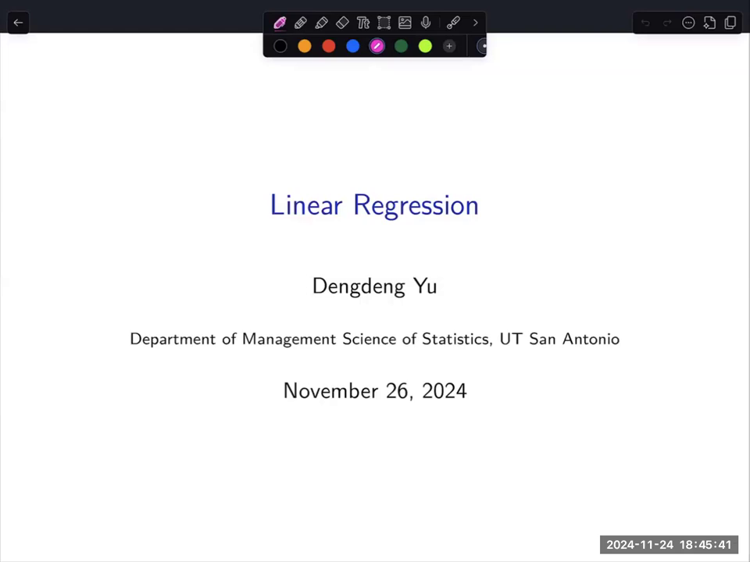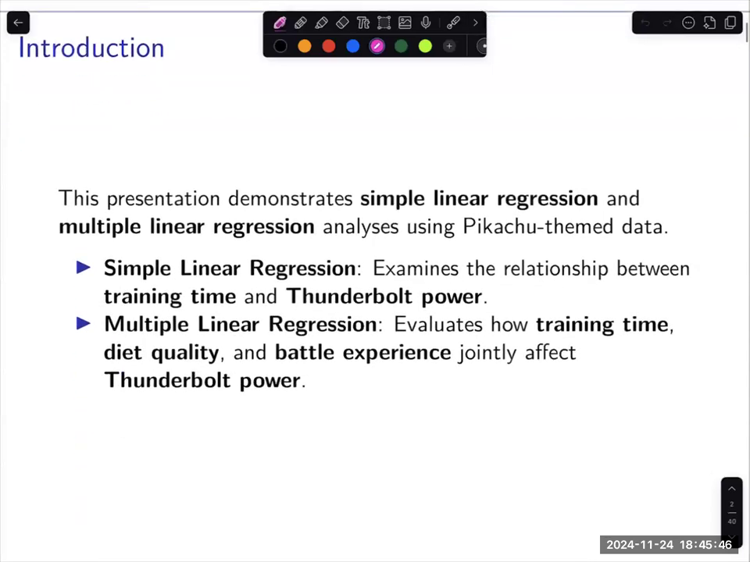Today we are going to talk about linear regression, and in this class we are going to talk about two linear regression models. One is the simple linear regression model, the other is the multiple linear regression model. We are going to use a Pikachu simulated data set, which is provided by our class.